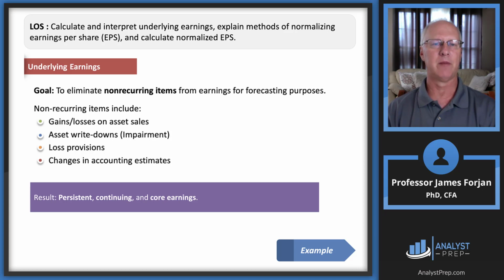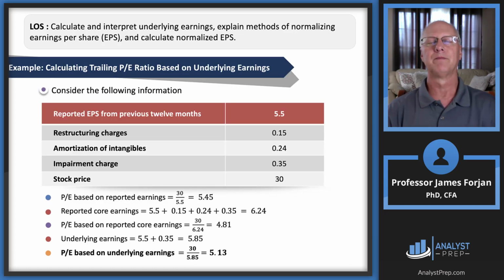All right, here are some examples of non-recurring items. So gains or losses. There's the Procter & Gamble one I said to you. Impairment, I did say something about impairment, loss provisions, and then changes in accounting estimates. And look what we have in purple down there: persistent, continuing, and core earnings. So this is a link back to those quality of earnings readings that we had a while ago.